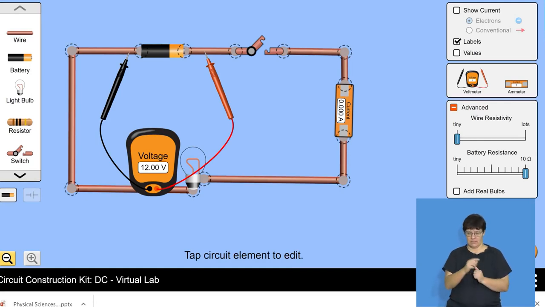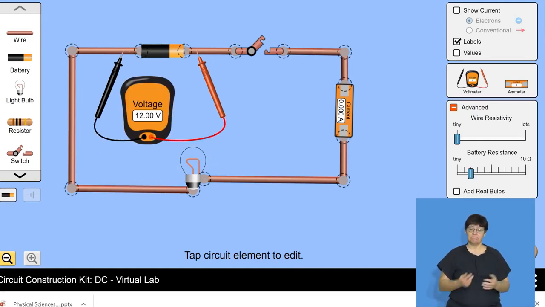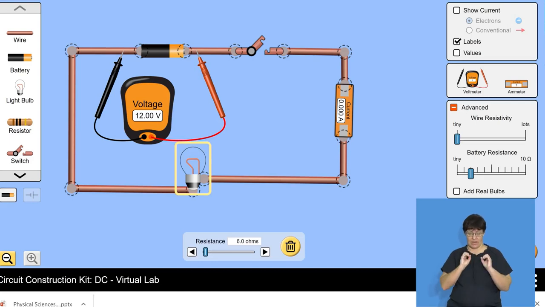If you look, the voltage across the battery is 12 volts. This is actually our EMF reading. So this is the maximum energy of 12 volts for every coulomb of charge. The switch is open, so there's zero current. You can also confirm the resistance of the light bulb is 6 ohms.